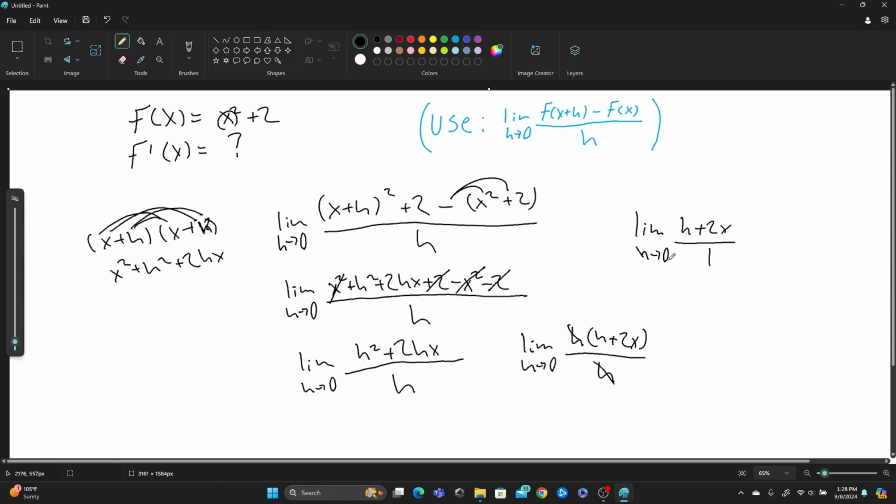And now we're at the step where we can plug in the 0. So we plug in the 0 for h, and we get 0 plus 2x over 1, or just 2x over 1, which is equal to 2x. So the derivative of x squared plus 2, or f prime of x, is equal to 2x. And that would be your final answer.